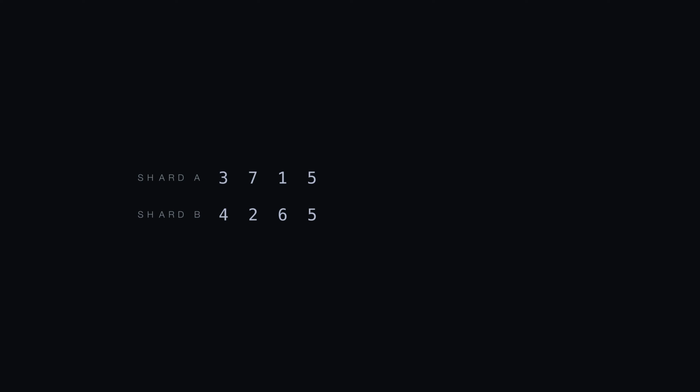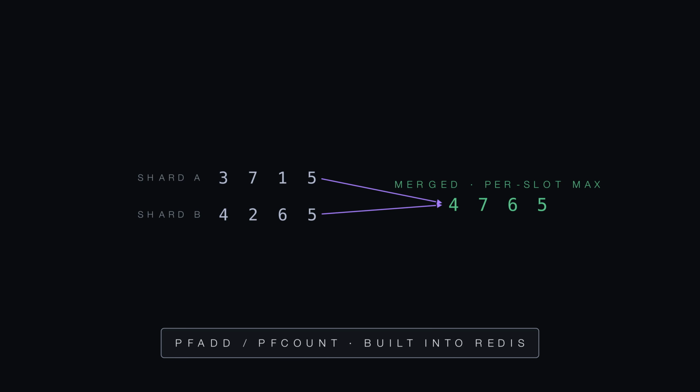And here is why it fits the pipeline so perfectly. Two of these sketches merge into one just by taking the bigger high score in each slot. So every shard of the stream job keeps its own sketch, and at the end, you merge them into the platform-wide unique count. Redis ships HyperLogLog as a built-in command, and it is exactly how large systems count uniques in production. HyperLogLog answers how many unique people.